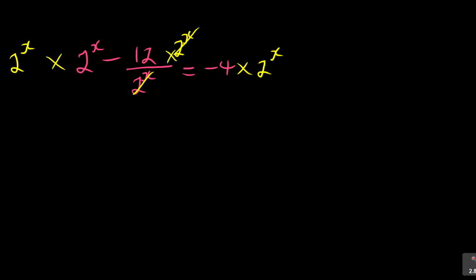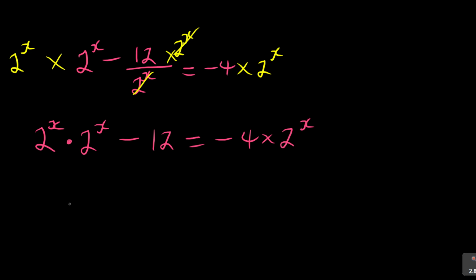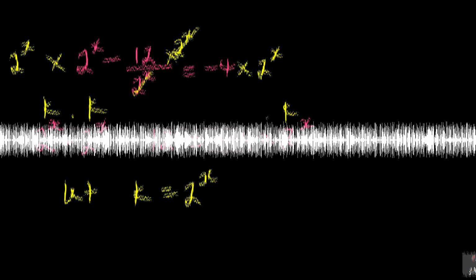But here what do you have? You will have 2 to the exponent x times 2 to the exponent x. You see that? Minus 12 is equal to minus 4 times 2 to the exponent x. So therefore we say let, there is the k method, let k is equal to 2 the exponent x, meaning where there is 2 the exponent x, we put k. See that?